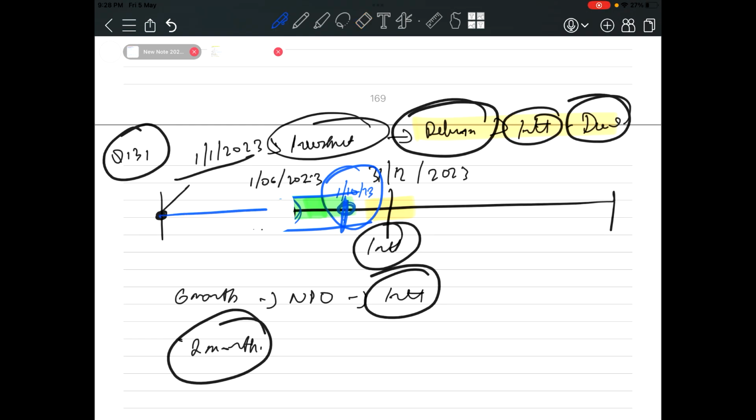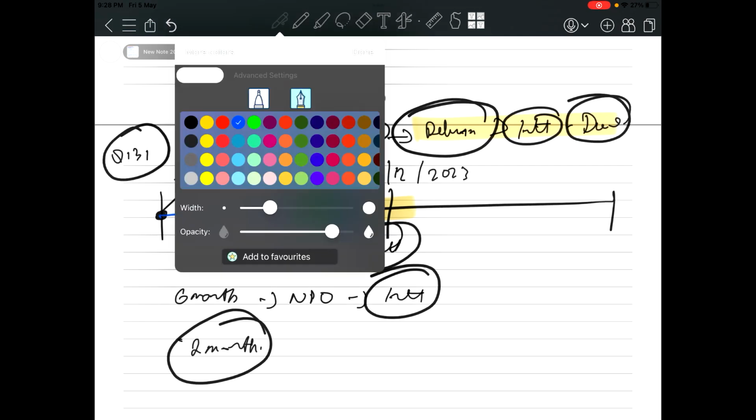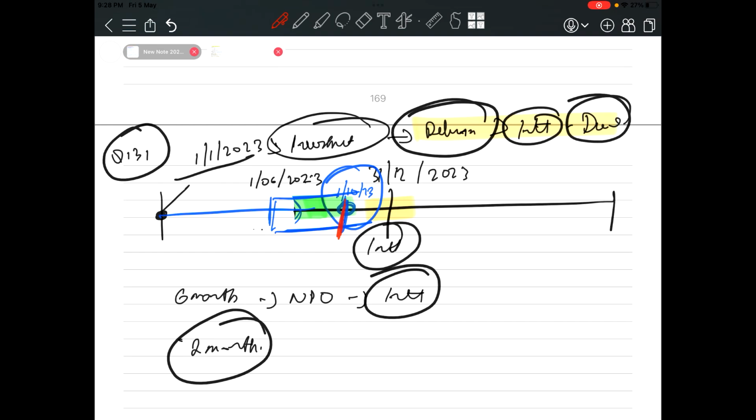Let me draw this again. They have to receive here, but they receive here at this point. Now when did they receive the interest? They receive it here. When should they receive? They should receive at this point. So here what will the company do?